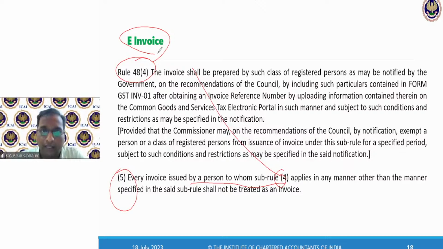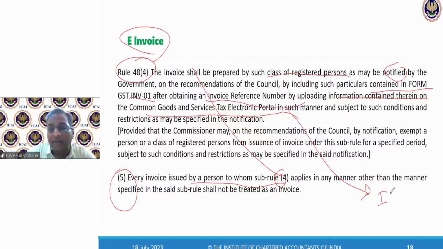It says the class of registered person as may be notified shall prepare invoice with such particulars contained in INV-1 after obtaining IRN by uploading the information contained therein on the common GST electronic portal. What is the portal? We will discuss. But what is the name of that portal? IRP, Invoice Registration Portal. The three terms are important in e-invoicing: IRP, IRN, and QR code.